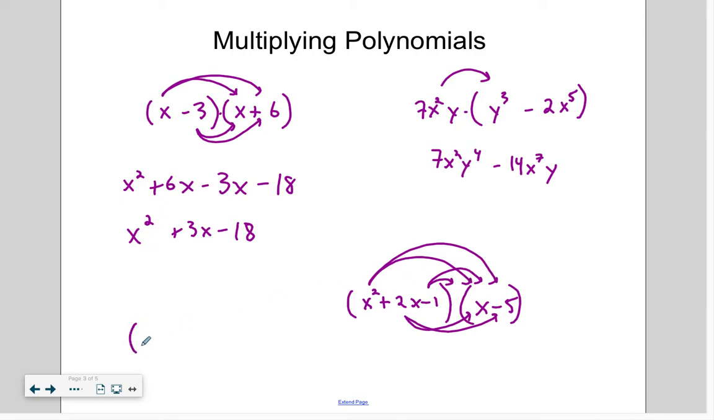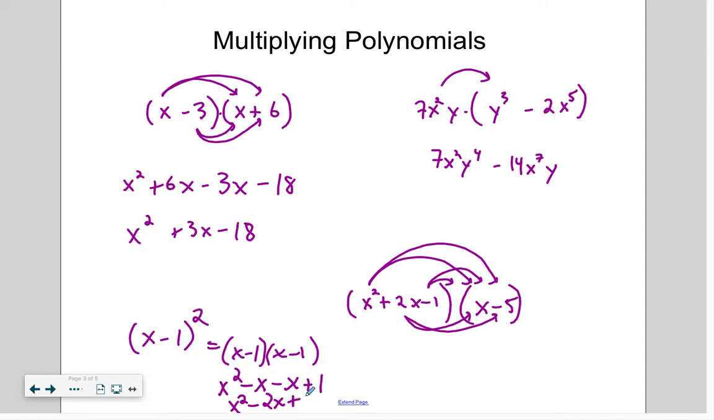Also watch out for ones like so. Okay, if you are doing something squared, the common mistake is to write this as x squared plus 1, and that is just flat out wrong. Okay, don't do that if that's your inkling. You need to multiply it out long ways, x minus 1 times x minus 1, and do the same process you did up there. That's x squared minus x, right? X times x plus 1, which ends up being x squared minus 2x plus 1.